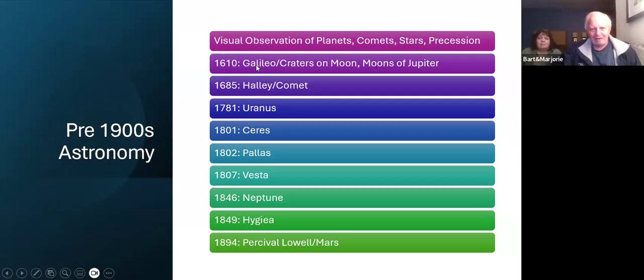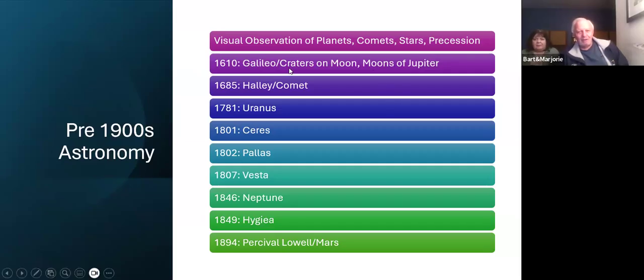Then we end up with Galileo. He had a telescope in 1610. He started to look at it. He found there were craters on the moon, and he saw moons running around Jupiter. And that suggested to him that the Earth wasn't the center of everything. Probably the sun was.